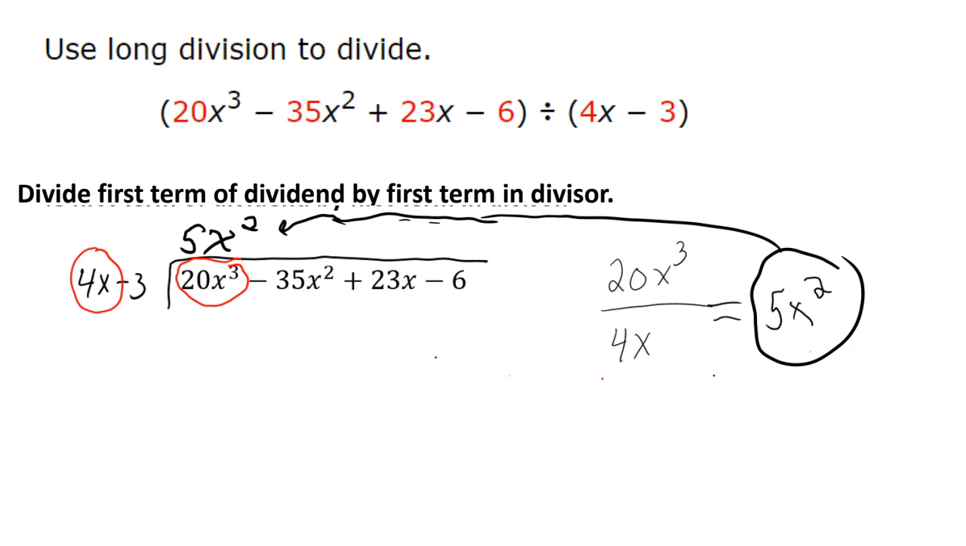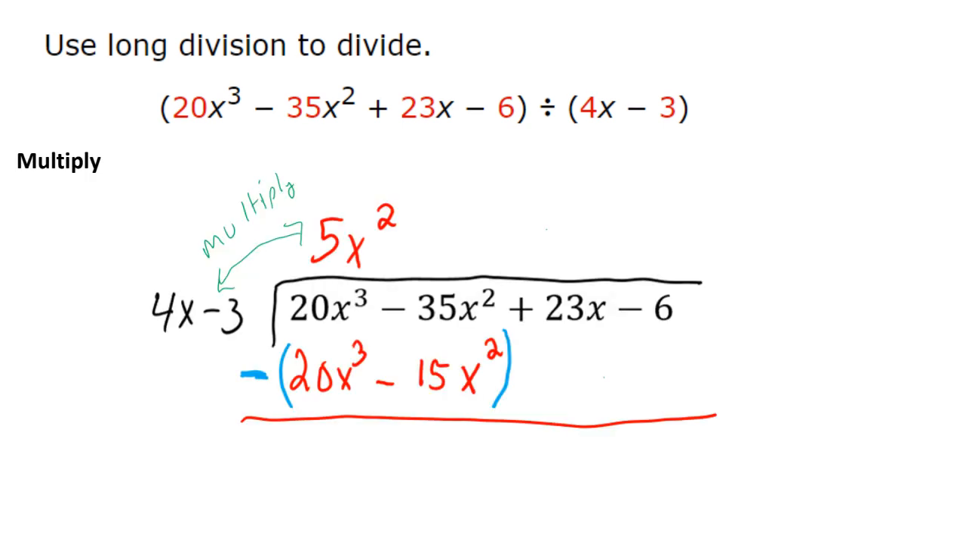Now I'm going to multiply. It's a polynomial, so I'm going to have to multiply this 5x squared to both the 4x and the negative 3. So let's go ahead and do that. 5x squared times 4x gives me a 20x cubed. 5x squared times a negative 3 gives me a minus 15x squared. Okay, then what comes next after multiplication? We're going to subtract, but we have to be very careful. We are dealing with polynomials.